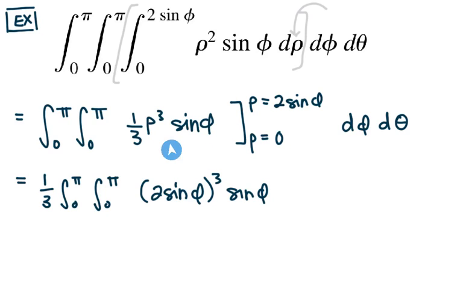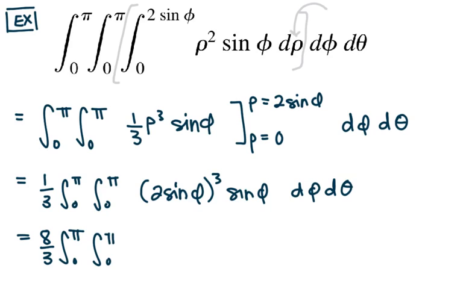2 sine phi cubed times sine phi, and of course when I plug in 0 for rho, it's going to zero out, so I don't need to write minus 0 cubed sine phi. So we've got d phi, d theta. 2 cubed is 8, so I'm going to pull that 8 out in front. I've got 8/3, 0 to pi, 0 to pi, and now I have sine to the 4th phi, d phi, d theta.